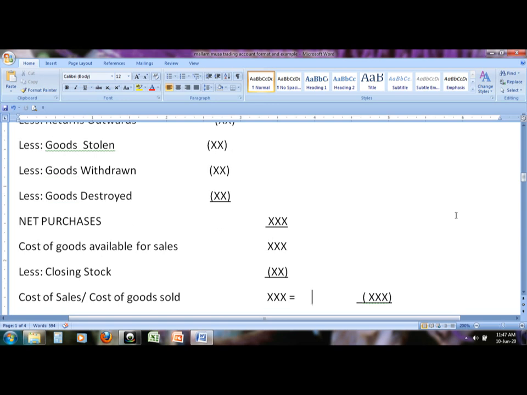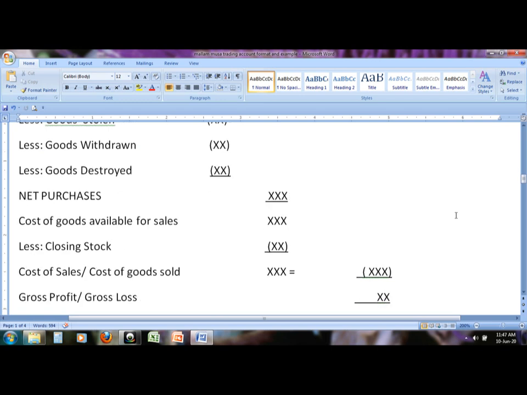After cost of goods available for sale, we now take our closing stock. We subtract our closing stock from cost of goods available for sale. After deducting our closing stock from cost of goods available for sale, what we get is cost of sales or cost of goods sold. We now take away our cost of goods sold from our net sales. We take our cost of goods sold or cost of sales from our net sales.